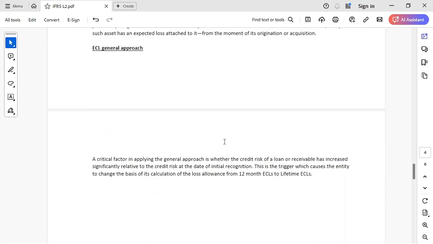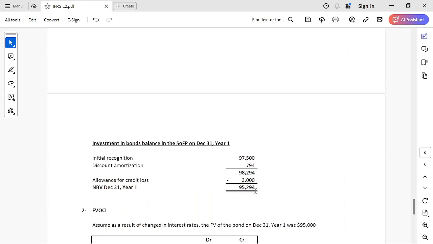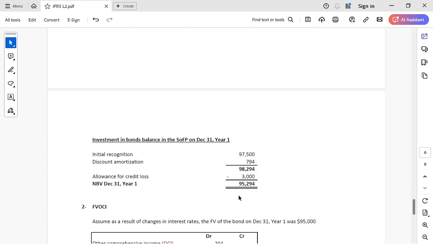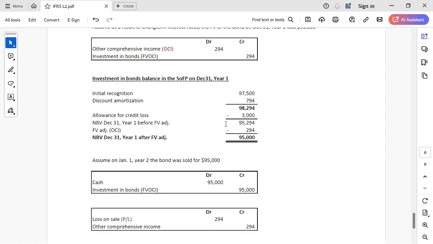If we sold the bond when using the amortized cost, the balance here is 95,294. If we sold it at 95,000, we'd have a loss that goes to profit or loss of 294. What happened here in OCI? Initially, on revaluation, we put this 294 loss in OCI temporarily, until it is sold, realized and moved to profit or loss. So the effect on profit or loss using the fair value OCI is going to be equal to the effect if we used the amortized cost method.